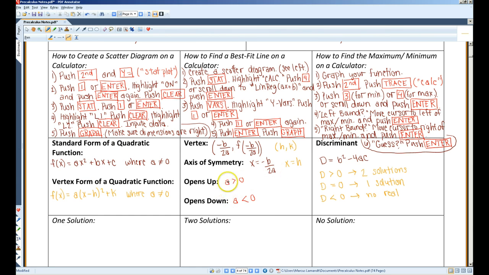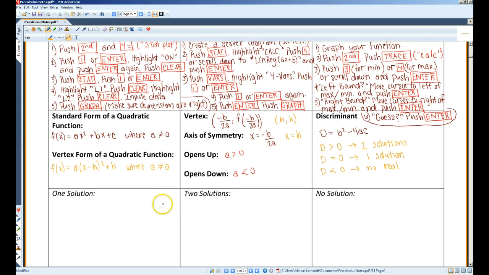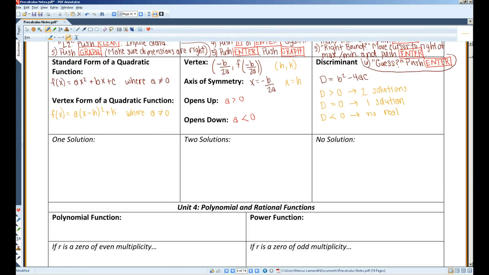In both cases, if a is greater than 0, the parabola opens up, and if a is less than 0, the parabola opens down. Remember, quadratic functions form a parabola. A parabola is like a U. Okay, last bit.